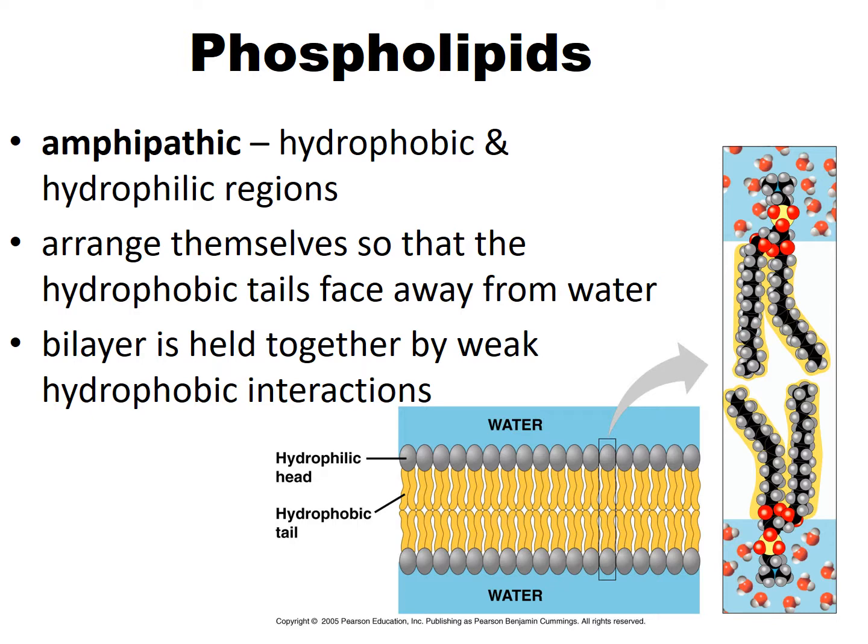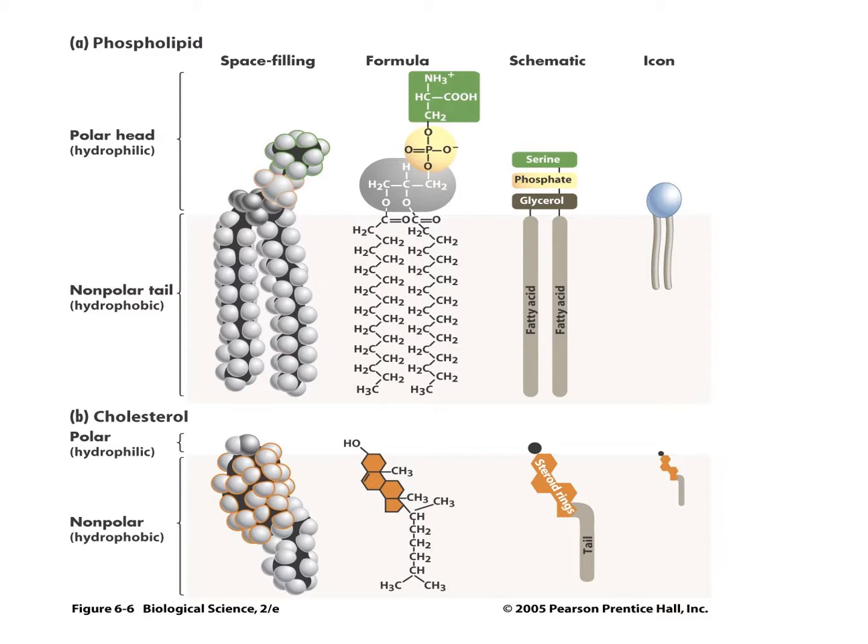Okay, and this is just a space filling model. Here's phospholipids, and probably in chemistry you have space filling models. Here's the formula. This may be the schematic, and this might be the icon. So it's different ways to see these. But here's the polar head group. It's hydrophilic, water-loving. Here's the phosphoserine sitting on what used to be the triglyceride.